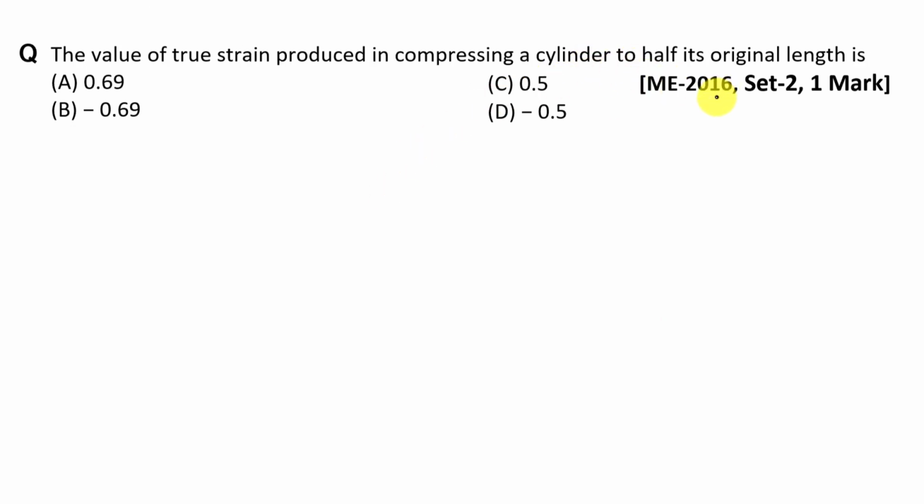Next question is from year 2016, paper set 2. The value of true strain produced in compressing a cylinder to half its original length is dash. And here we have these 4 options. It means we have to find out true strain epsilon T for the cylinder which is compressed to half its original length. So if its initial length is L, then its final length is L by 2.